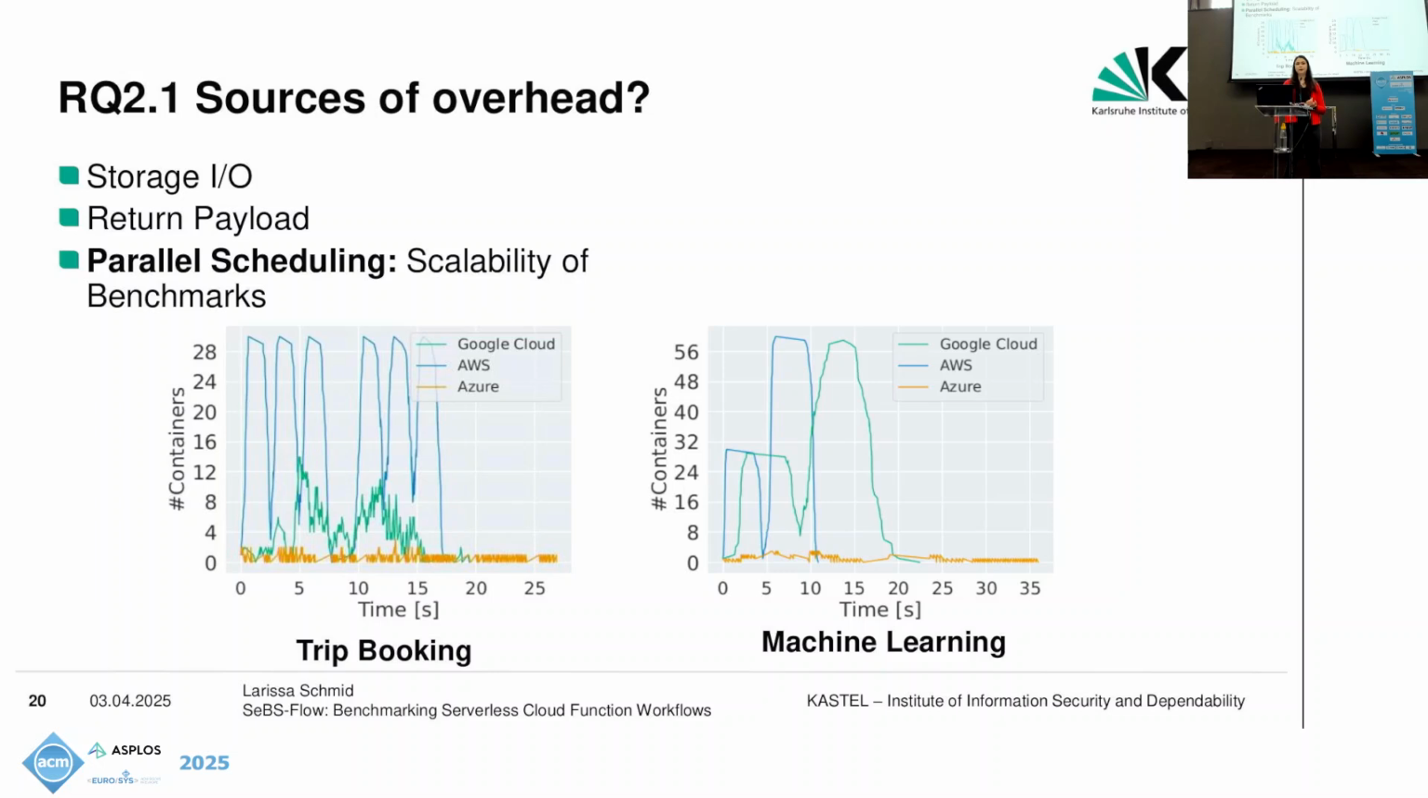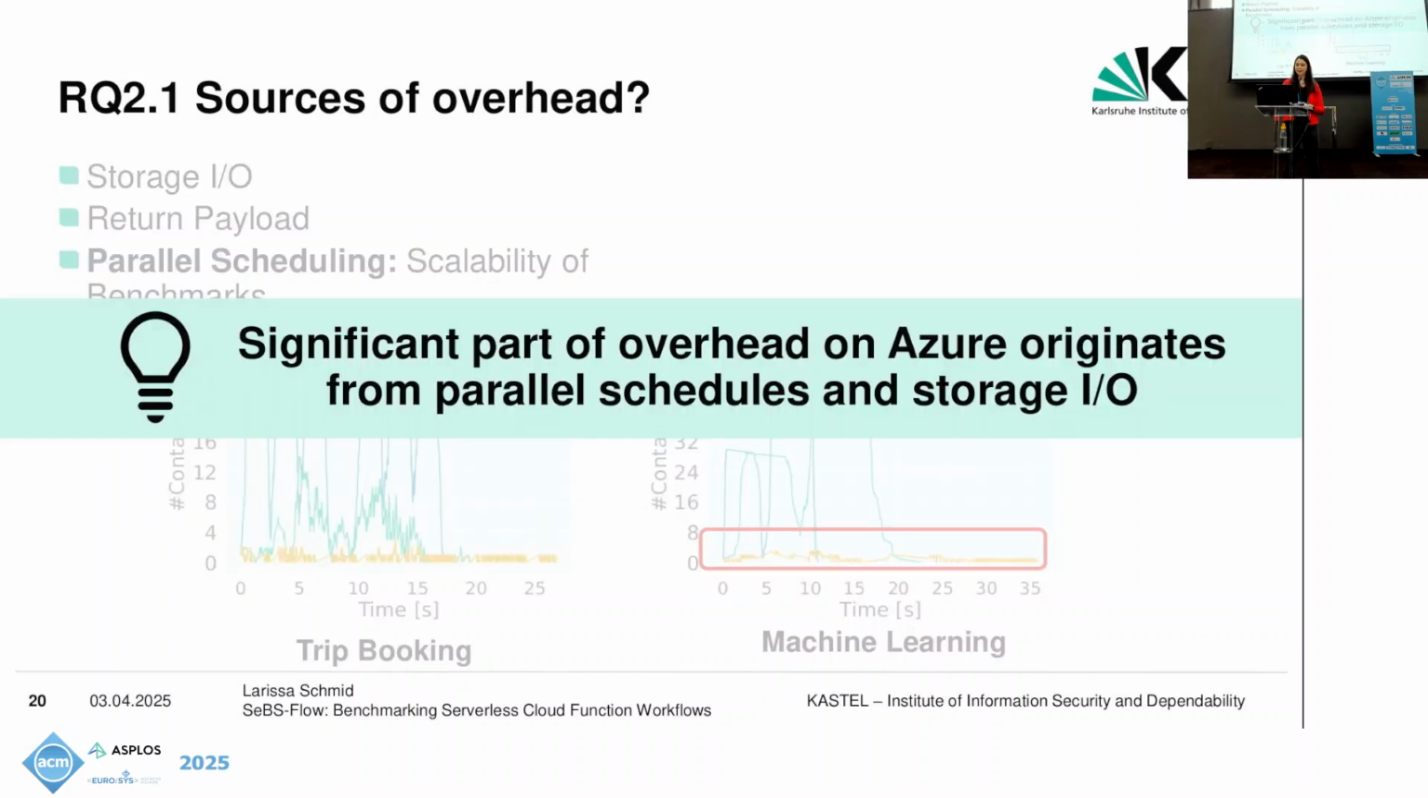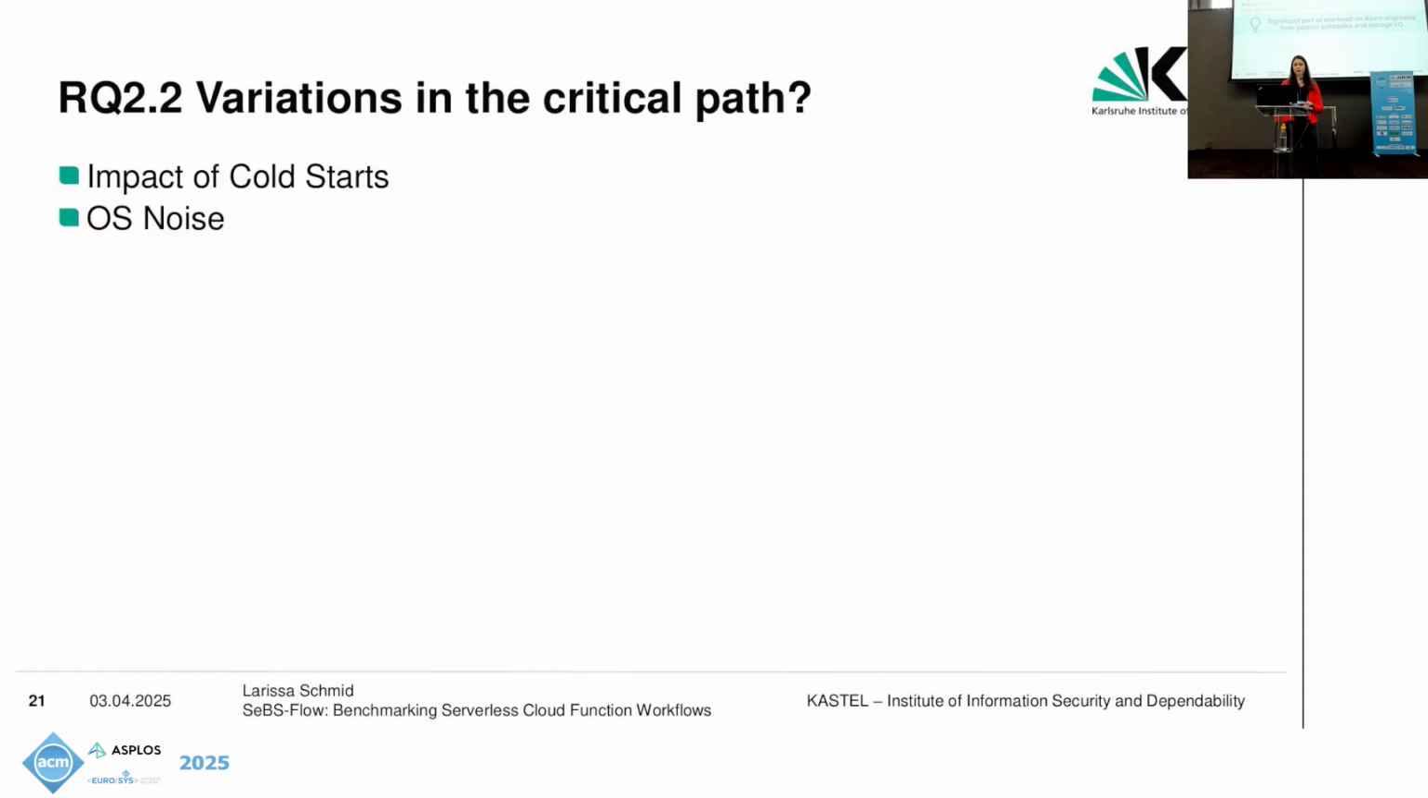And the same is true for the other benchmarks. For example, for the machine learning benchmark, we can see the same behavior. Google Cloud and AWS both spawn a lot of containers, whereas Azure demonstrates limited scalability in terms of containers. So we can see that a significant part of the overhead on Azure originates from these parallel schedules, but also from the storage I/O, which I didn't show now.